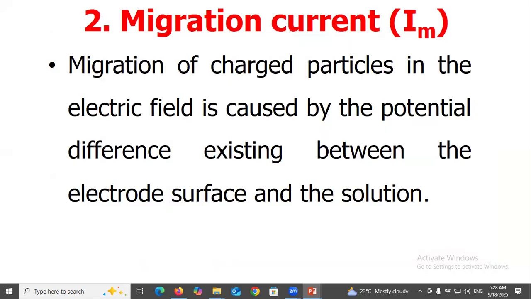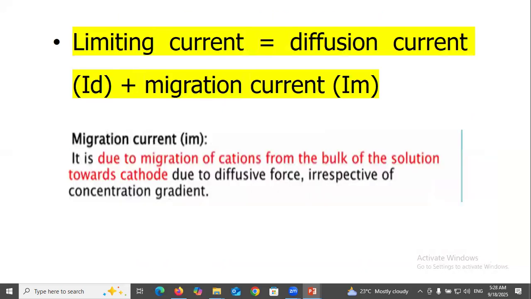Migration current. Migration of charged particles in the electric field is caused by the potential difference existing between the electrode surface and the solution. Limiting current equals diffusion current plus migration current. Migration current is due to migration of cations from the bulk of the solution towards the cathode due to electrostatic force, irrespective of concentration gradient.